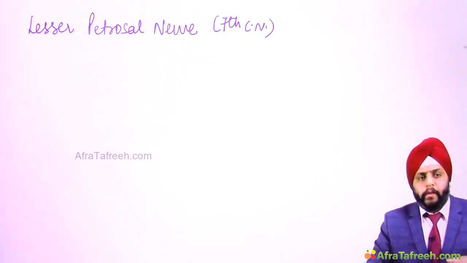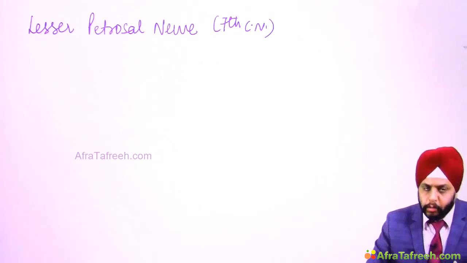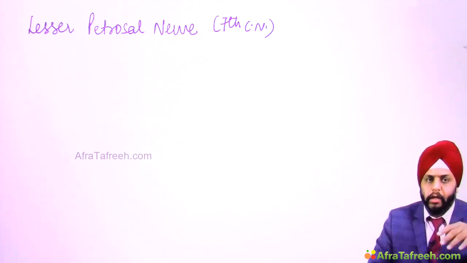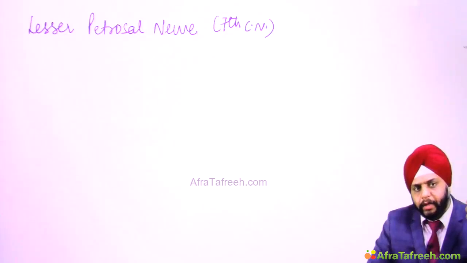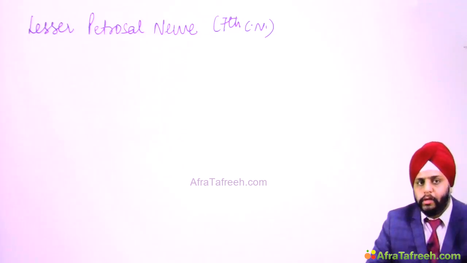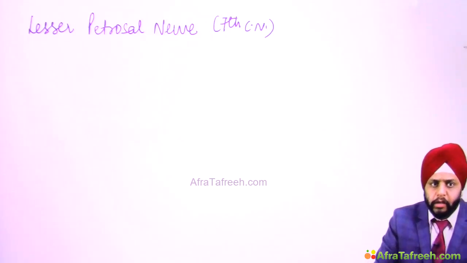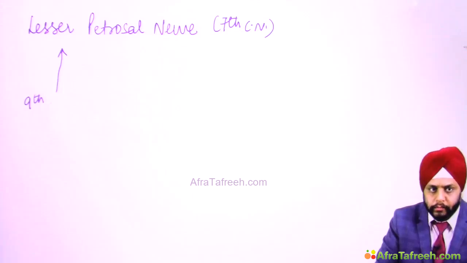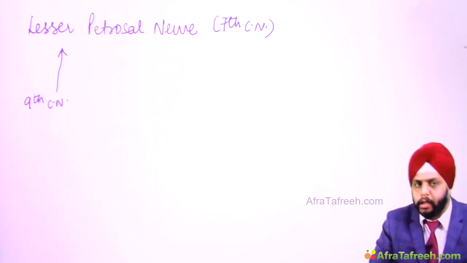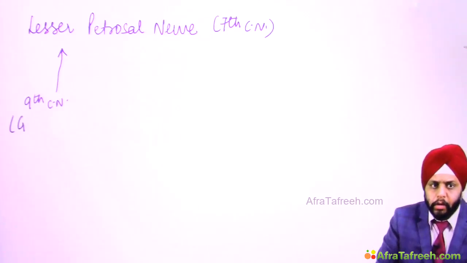Now the lesser petrosal nerve, she also wanted to do something good. But the facial nerve said, I don't have money for you, I don't have anything for you because I have given everything to GSPN. So the lesser petrosal nerve is disheartened. So what she does, she takes help from the 9th nerve. She takes fibers from the 9th cranial nerve, that is the glossopharyngeal nerve.